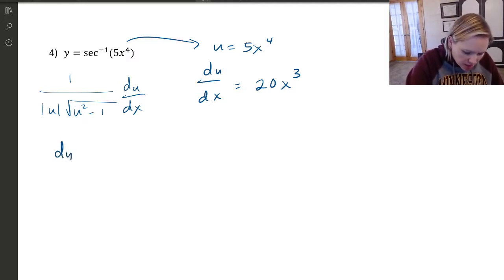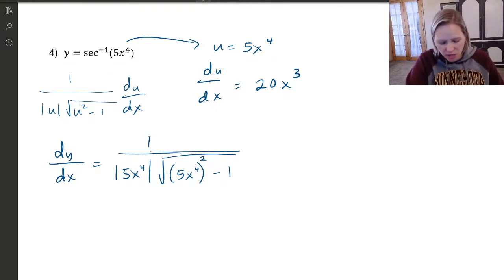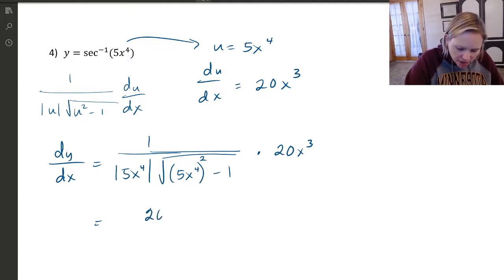So here we go, dy dx. Just going to plop everything in. 1 over the absolute value of 5x to the 4th, and then we'll have the square root of 5x to the 4th squared minus 1. Make sure you extend any fraction lines if you end up going farther than you think you are going to. Times du dx, well, that's 20x cubed. So let's simplify. 20x cubed.